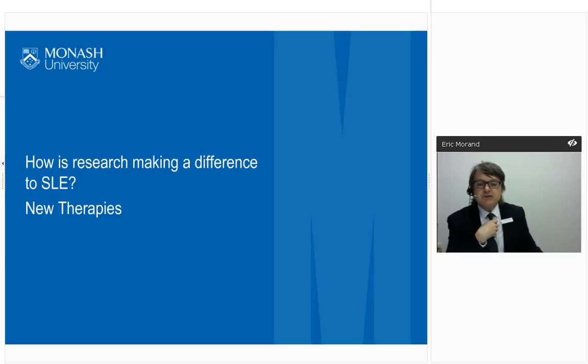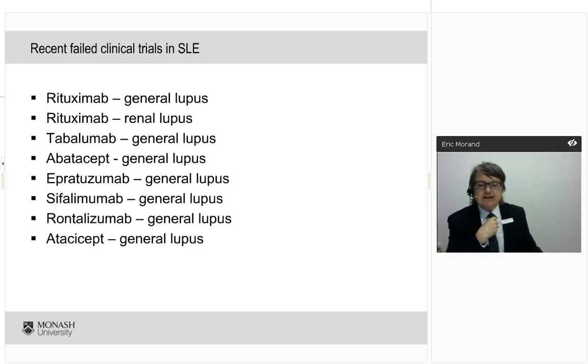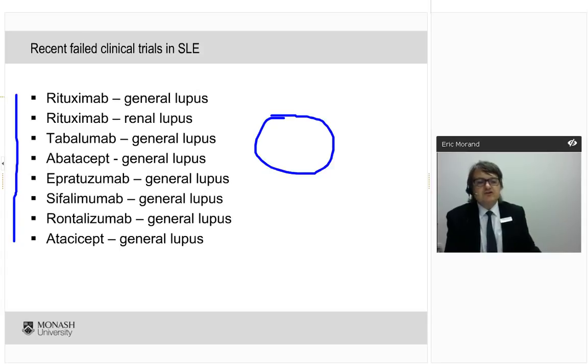So now in the last couple of minutes, I'll finish with how this research is actually making a difference to patients with new therapies. Unfortunately, there have been a lot of treatments trialed in lupus that have failed. And here is a list of some of the drugs that have failed in clinical trials in the last 5 years in the treatment of lupus. And these drugs have generally been given to lupus patients all in a bunch, instead of lupus patients subdivided into these biological subsets that I've just been talking to you about. So we now think we know why so many of these drugs have not worked in clinical trials.